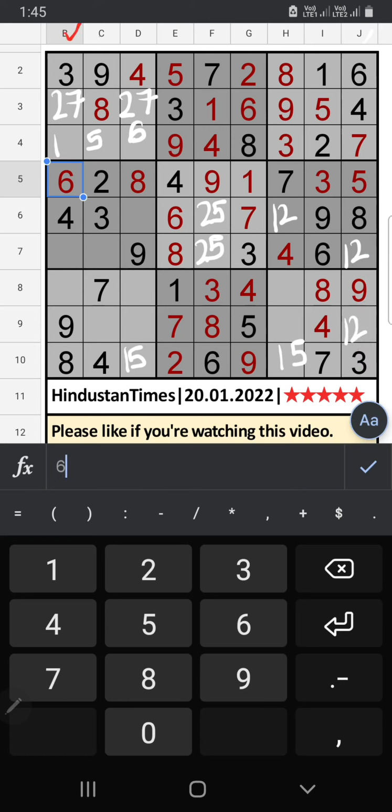Column B and column C, we have 3. So 3 can't come in these cells. 8th row also we have 3. So 3 can't come in this cell. 3 is confirmed here.